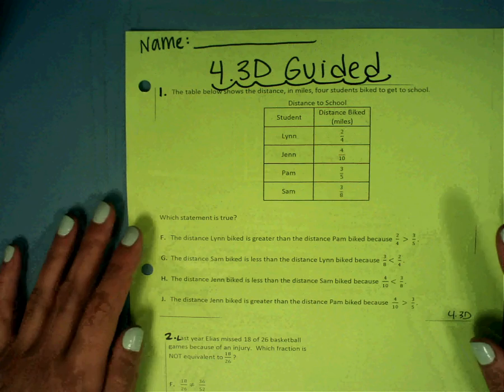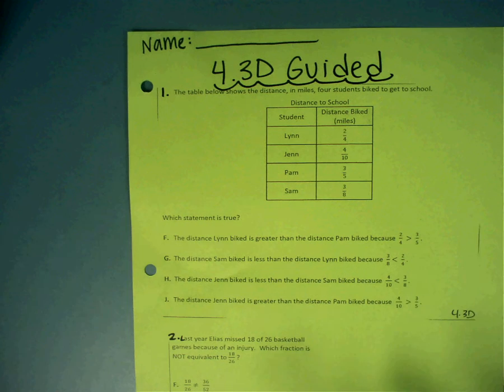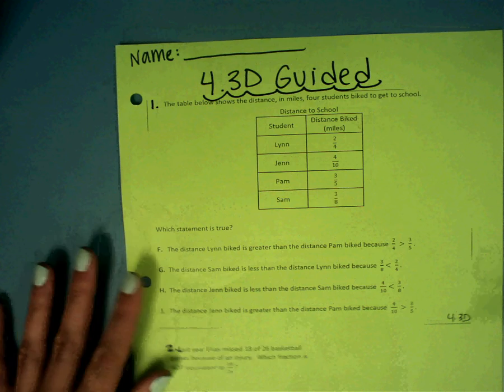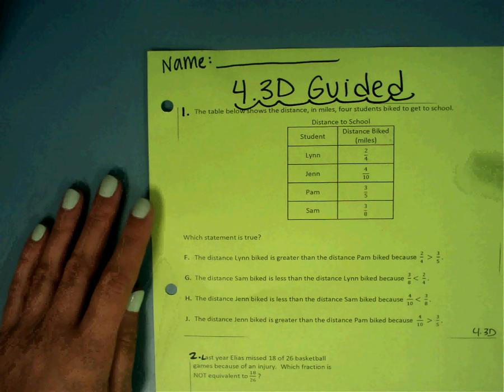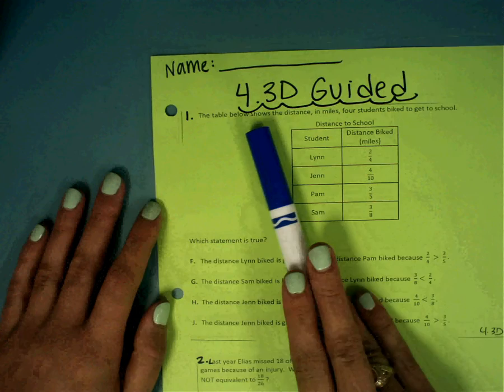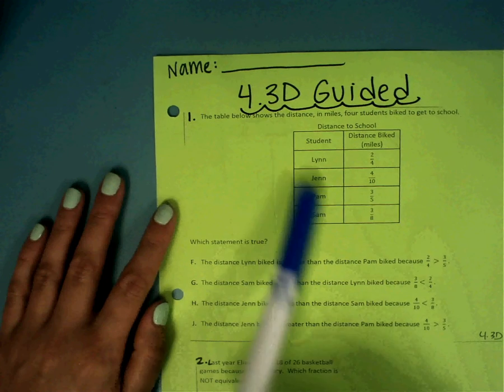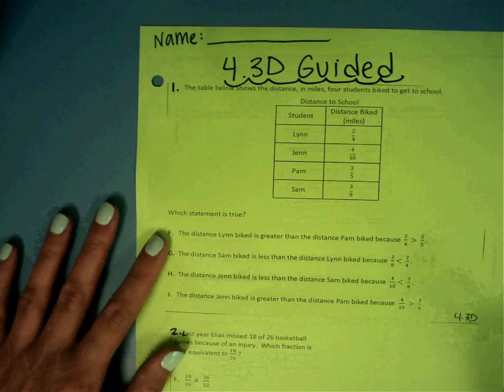Yo, yo, yo. Okay, we're going to do another one of these guided practice black op missions. And this one is about comparing fractions. That's what 4.3D's TEAK is. It's about comparing fractions with different denominators. Okay? So let's look at this first problem.